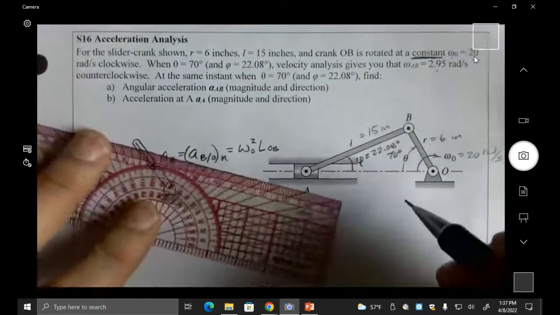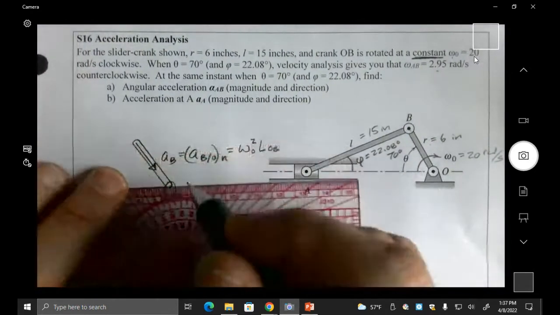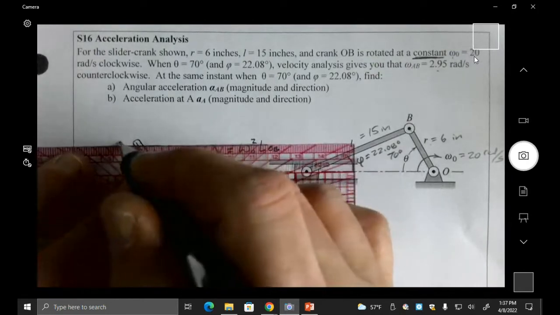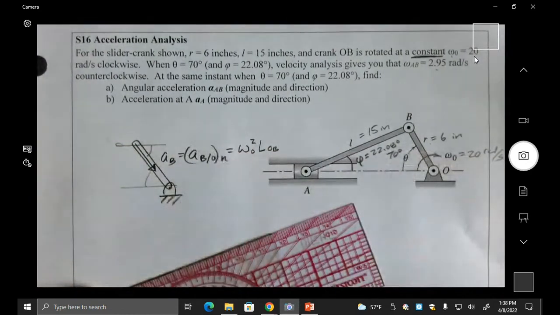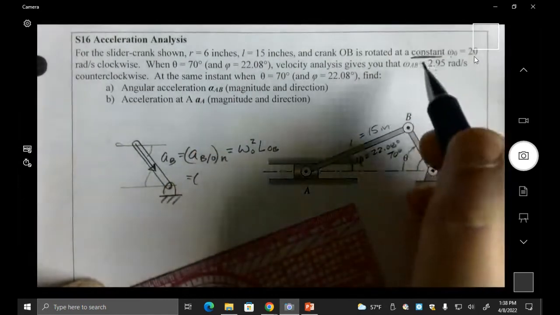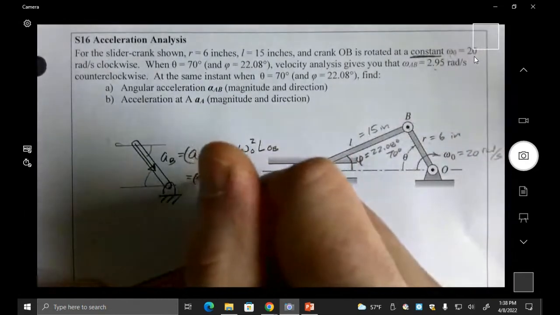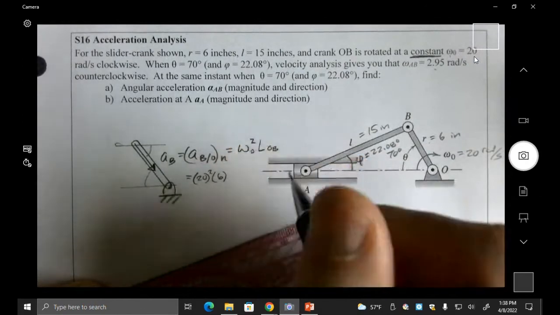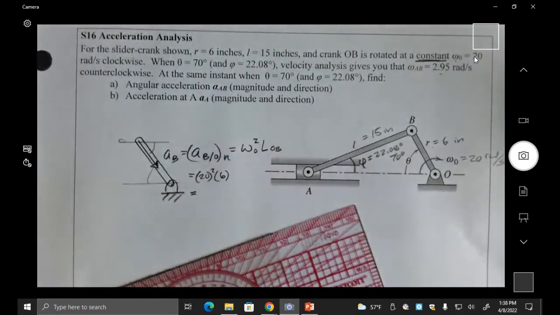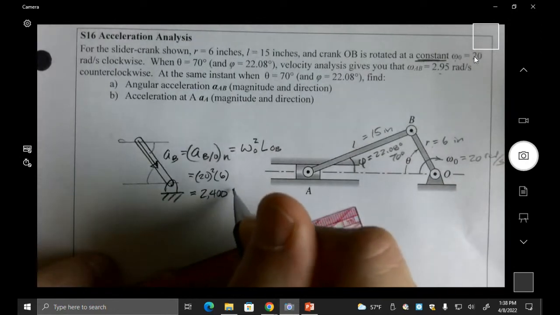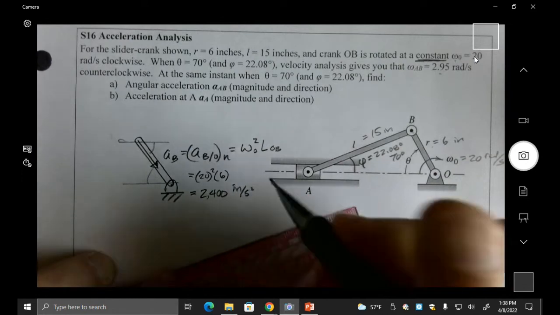Something good to do here is to recognize the angles right away, even before getting the magnitude. We know that's 70, so this angle right here has to be 70. And this is, what, 20? And this length, we're going to keep it in inches, that's fine. There's no reason to turn it into feet. And we will find that that's 2,400 inches per second squared.